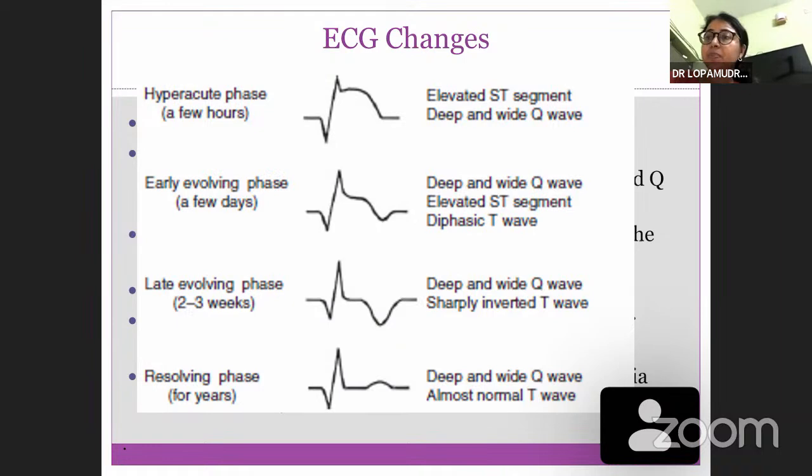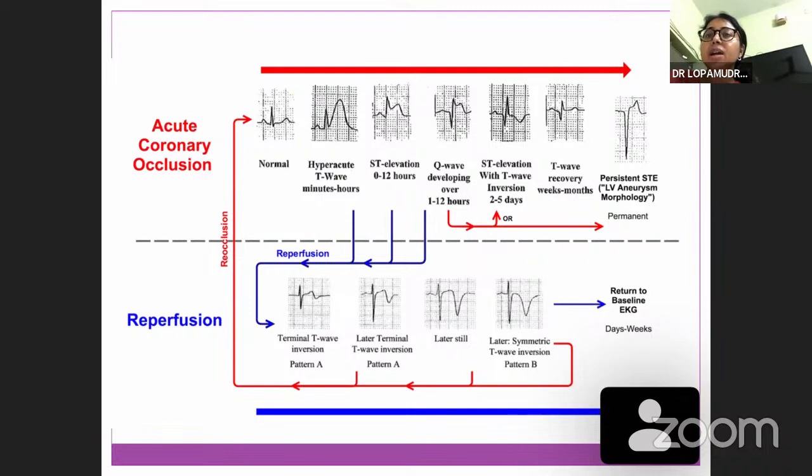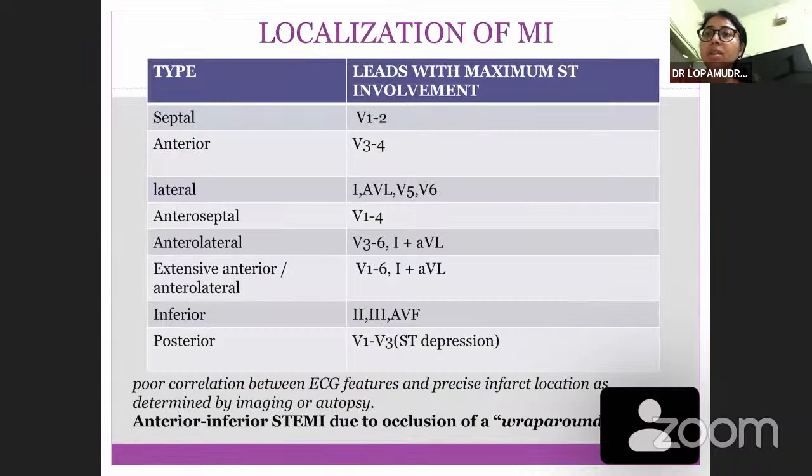So this is the same thing, shown in a pictorial manner, of what changes can be seen. And depending on the bifurcation, there is some variation in the changes in the T waves. And if the ST elevation remains elevated, that might indicate that there is aneurysm formation in the LV apex. And now coming to the localization of the MI, as I already discussed, sometimes depending on the location where the ST elevation is maximum, we want to know which coronary artery is involved, but it is not always straightforward.